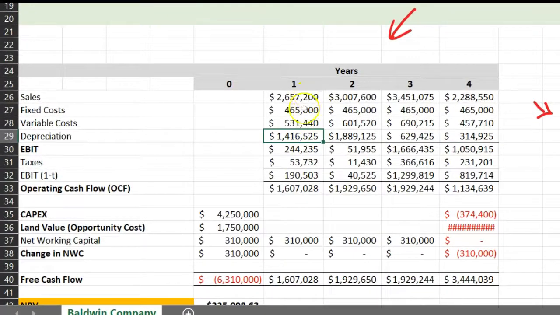Now, based on these numbers, you can calculate your earnings before interest and taxes. Earnings before interest and taxes, by the way, is also known as an investment's operating income, because that's exactly what it is. It is the income that you're generating from operations. It is merely whatever sales revenue is minus all these different costs, including depreciation, which, recall, is a non-cash expense.